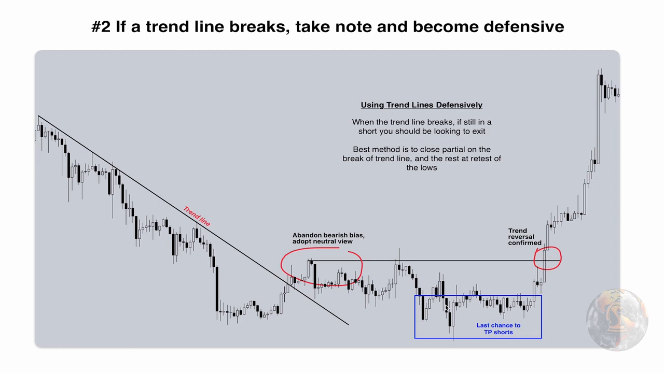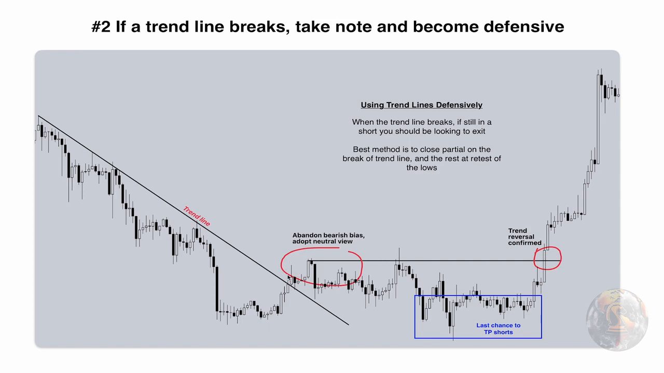You're here to play probabilities. The probabilities are telling you it's probably over. You should take profit. And of course here, once the original high gets broken and closed through, the trend reversal is confirmed, and more often than not, we see a nice move in the other direction. So the best method is to close partially immediately on the break of the trend line.